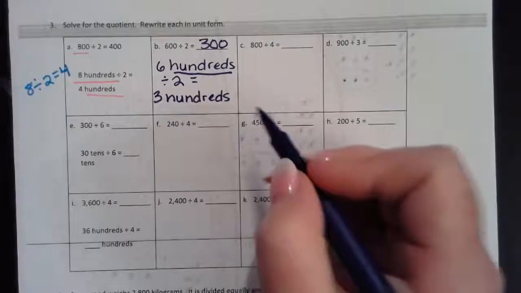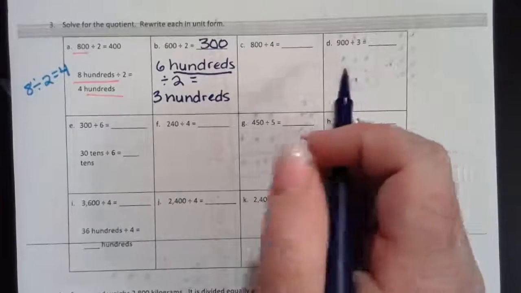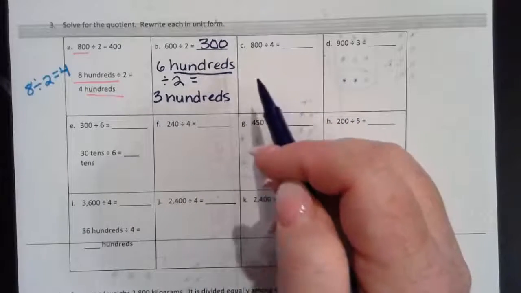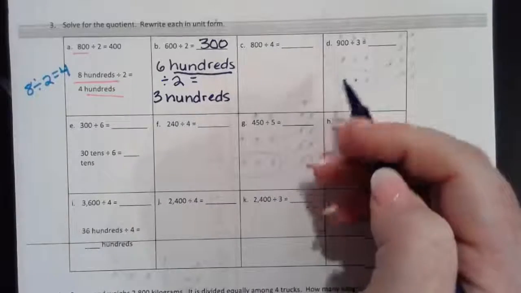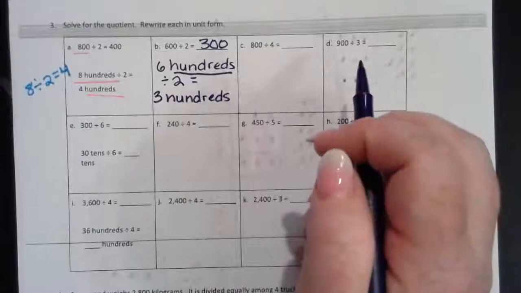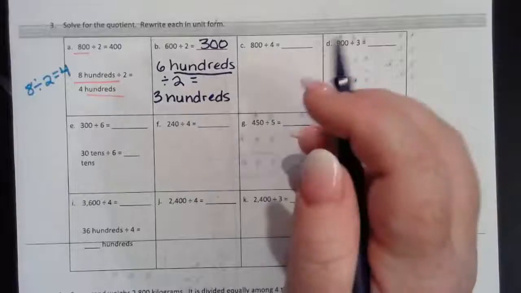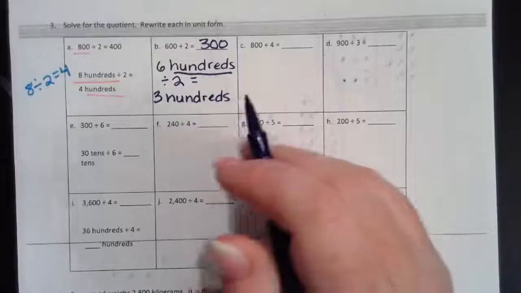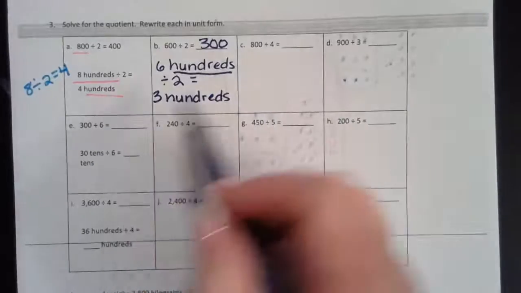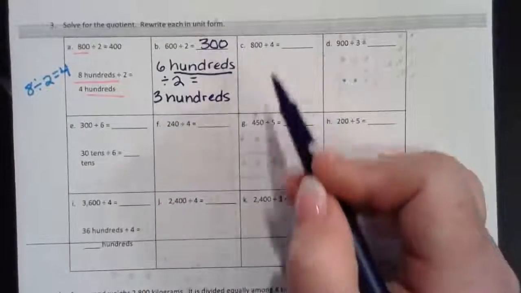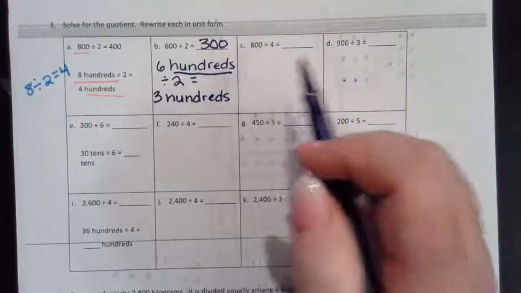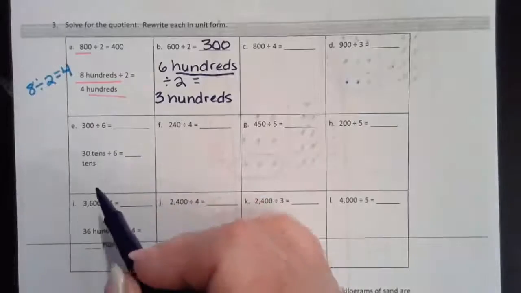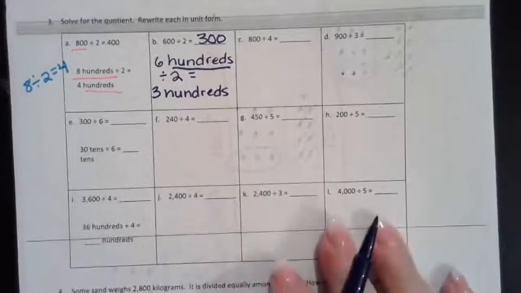What I want you to do is pause the video for about 30 seconds and do part C and part D. We are going to pick back up when you hit play again. Take 30 seconds to a minute, maybe 2 minutes if you need it, and do part C and part D. We're going to pick back up over here on part E.